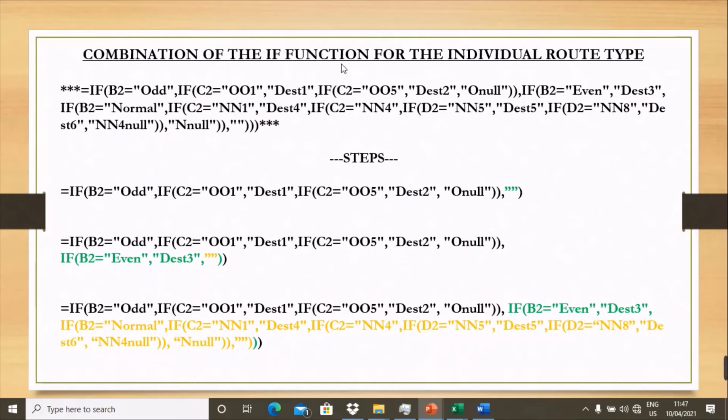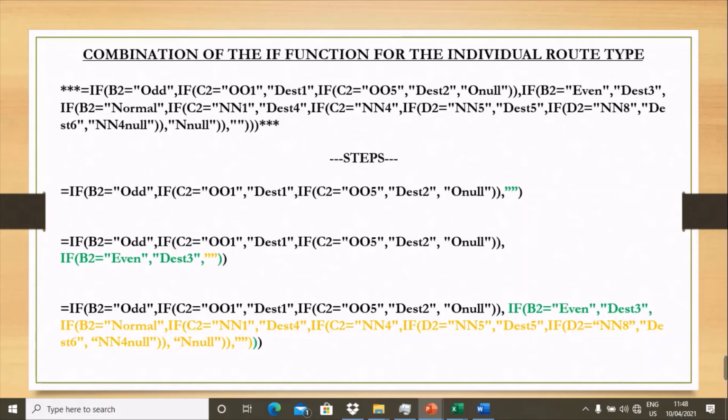Then this is the combination of the if function for the individual route type. We're just putting the if functions together. The first if function is the odd route type, and the default value or the false value is blank. We're now replacing the false value with the if function for even, because if it's not odd, then it goes to the default. So default is to check if it's even. If it's even, it checks it. If it's not even, it goes to blank.